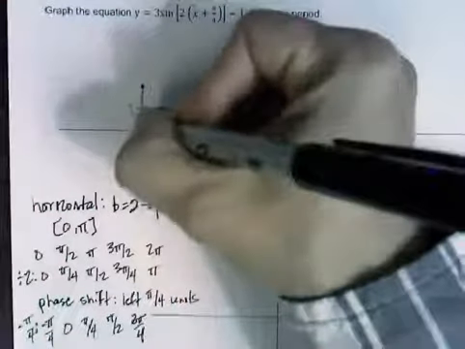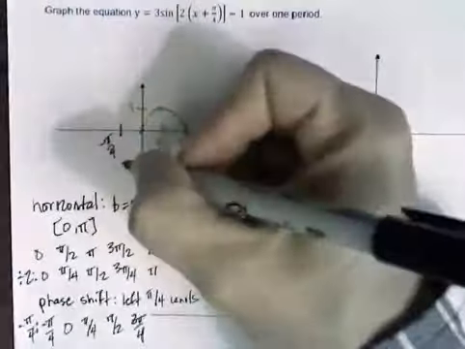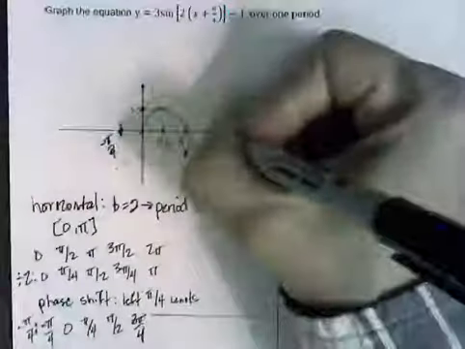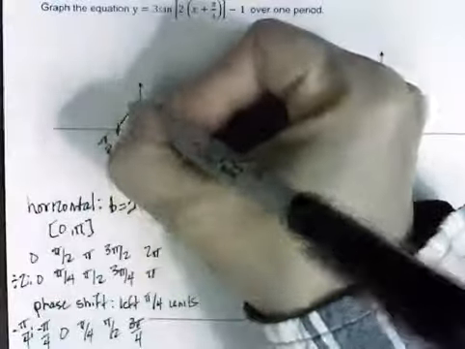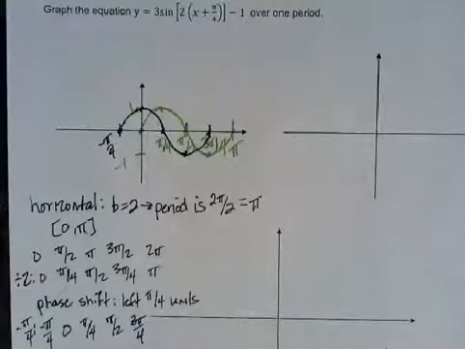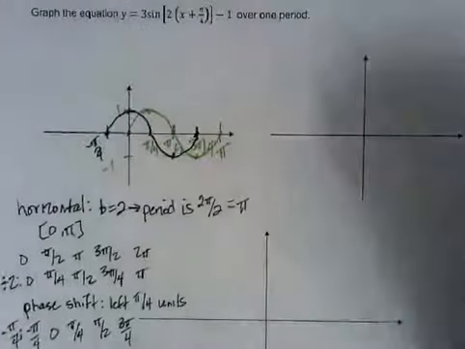On my graph up here, I'm shifting this to the left by pi over 4. I'm starting at negative pi over 4 and I'm ending at 3 pi over 4. But there's my graph shifted to the left by pi over 4. That's all I need to do for the horizontal transformation part.